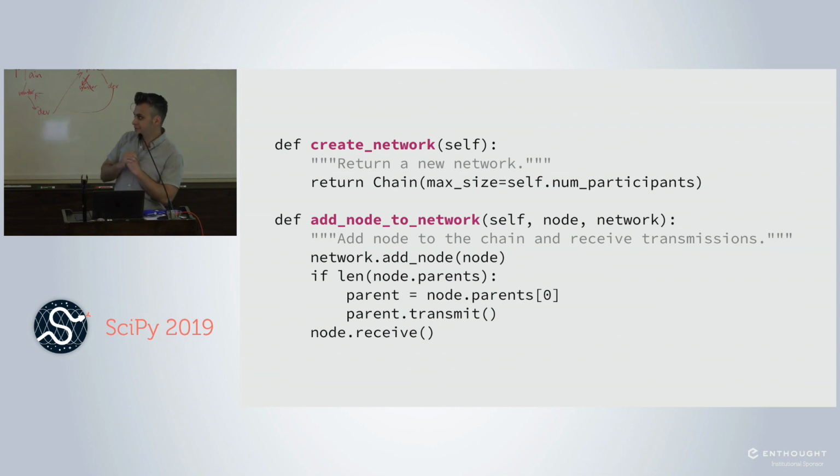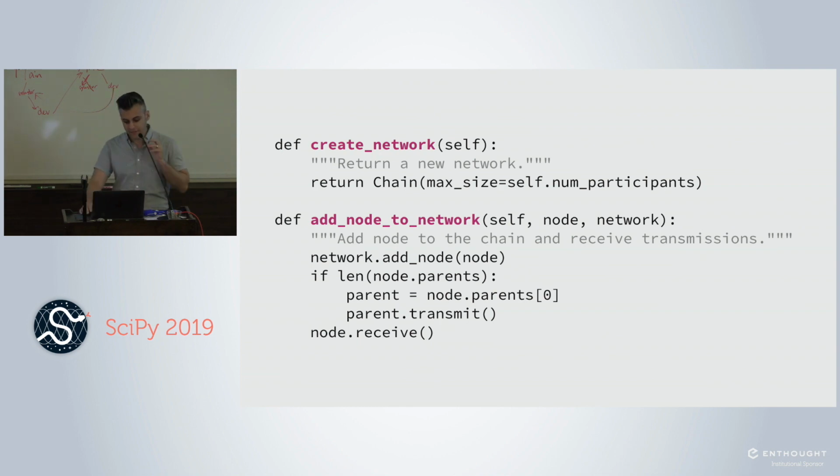But then you also need to specify the process that happens over that network, which is when you add somebody to the chain, what happens? And in a Bartlett-style transmission chain, it's pretty simple. When you add somebody to the network, you have to actually add them to the network, and then if they have any parents, that is, if they have anybody who was there before them, find the one who was there most recently, and then send a message from the parent to the newcomer, and make sure the newcomer gets the message. And that defines the whole process of a transmission chain.